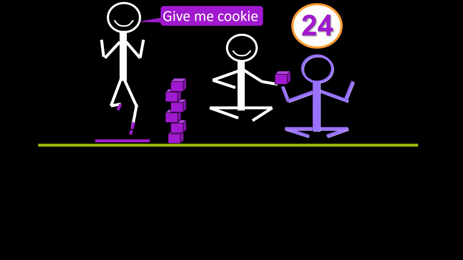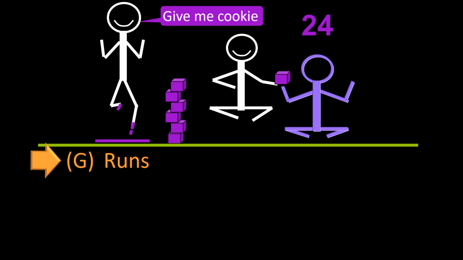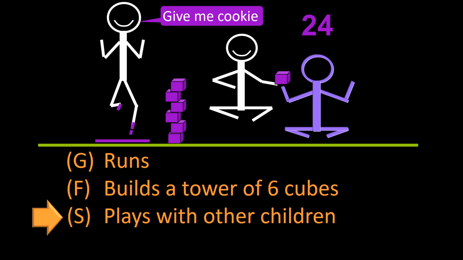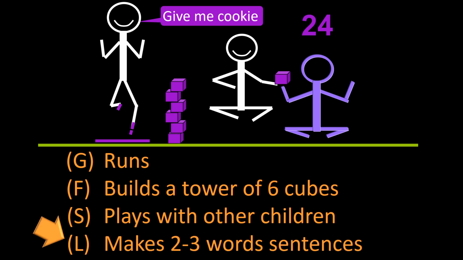By 24 months of age, the developmentally appropriate child should, in the gross motor area, run. In the fine motor area, build a tower of 6 cubes. This is easily remembered by adding the absolute values of the months: 2 plus 4 is 6. In the social area, play with other children, and in the language area, make 2 or 3 word sentences.